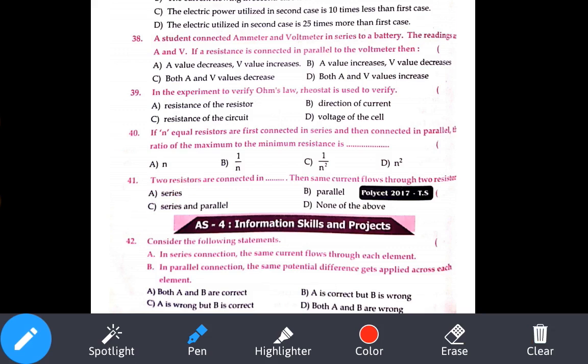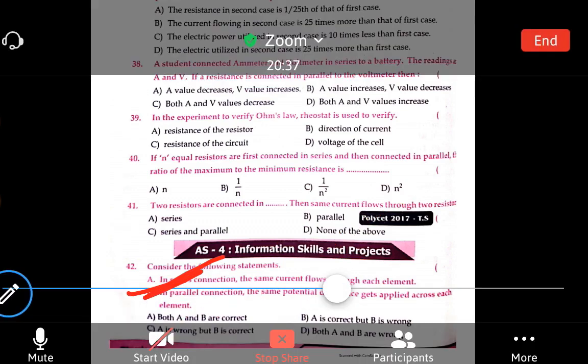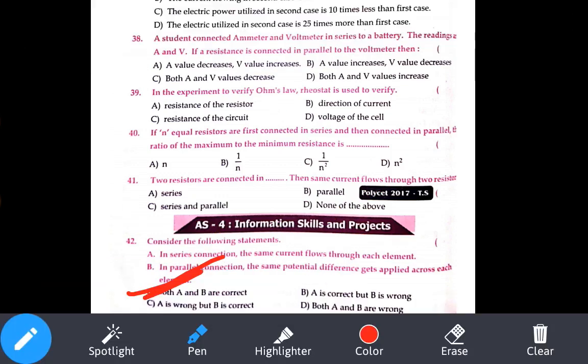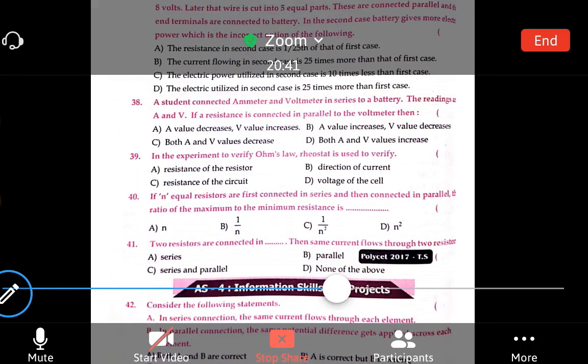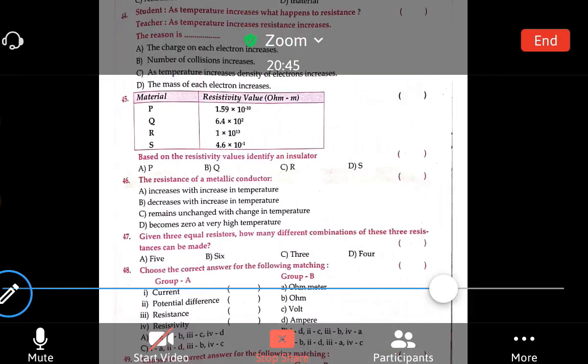42nd question, consider the following statement. In series connection, same current passes through each element. Yeah, just now seen that. In series connection, same current. In parallel connection, same voltage. So they both are correct. Option number A and B is correct answer. Right. Let's see the next question. Okay, almost over.